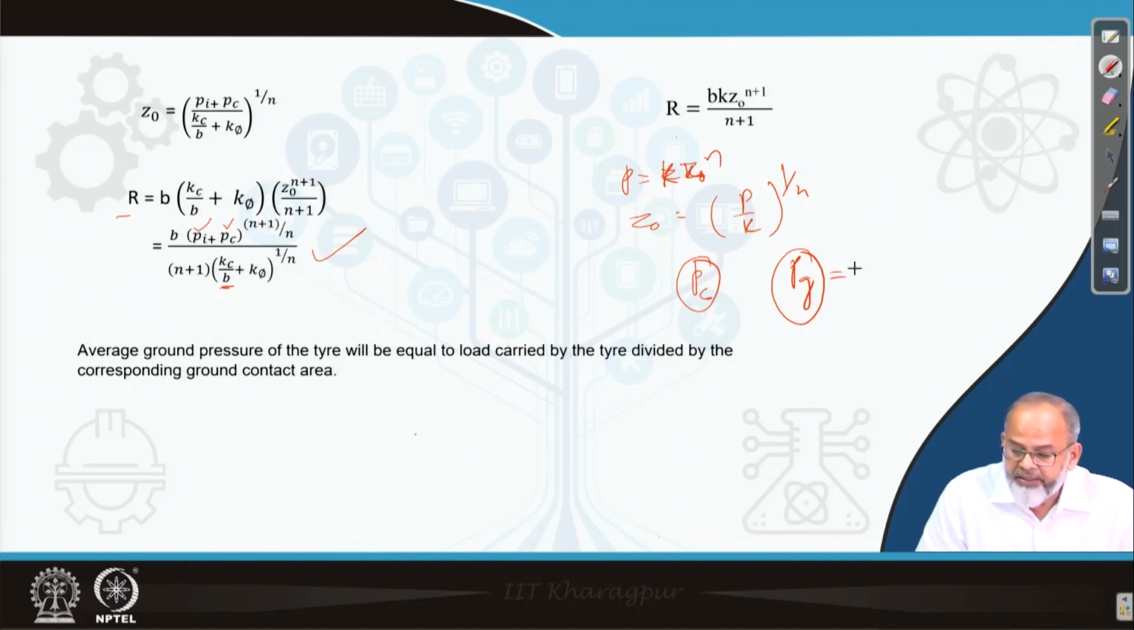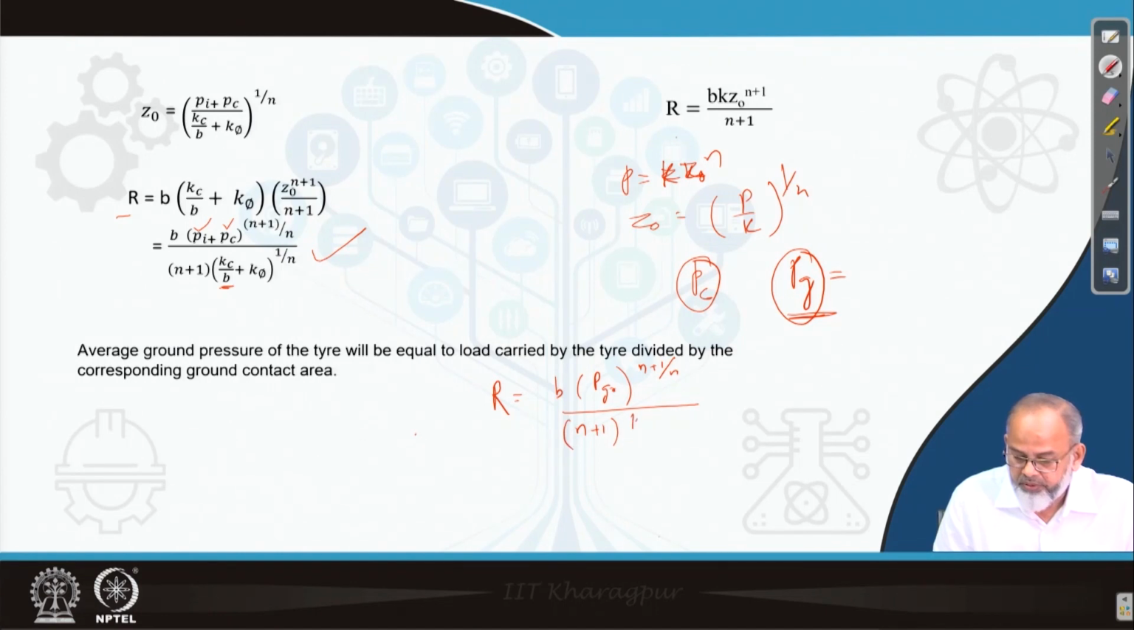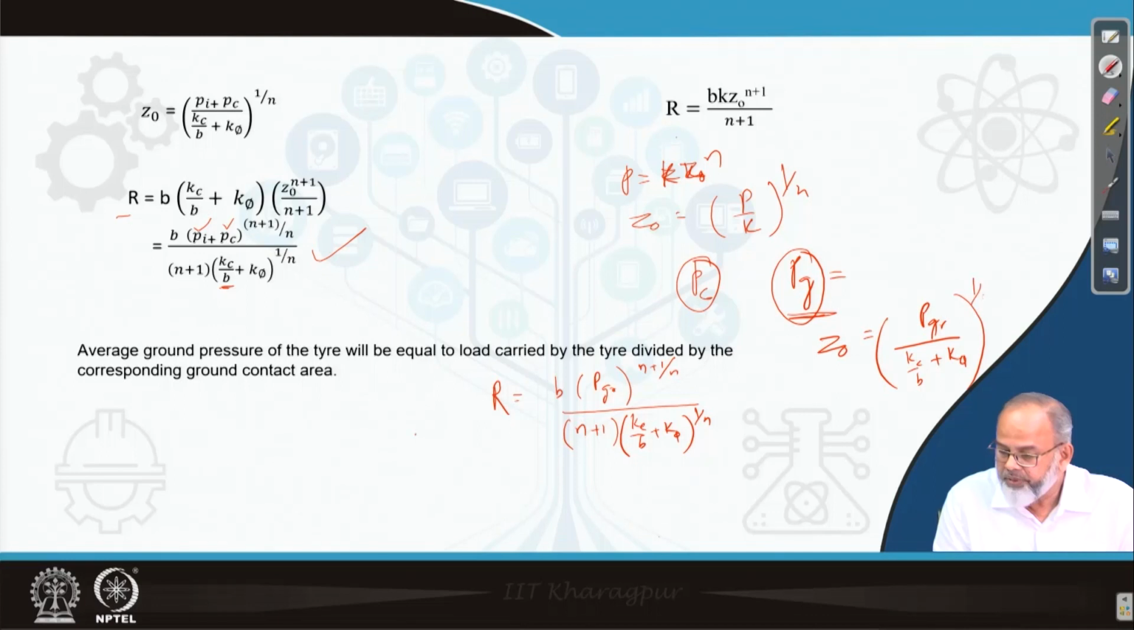So, if we are taking ground pressure, then the equation will be R will be equal to B into Pg, ground pressure or Pgr, raised to the power n plus 1 by n divided by n plus 1 into Kc by B plus K phi raised to the power 1 upon n. And Z0 also you can similarly do. Instead of Pi plus Pc, I can write Pgr divided by Kc by B plus K phi raised to the power 1 upon n.